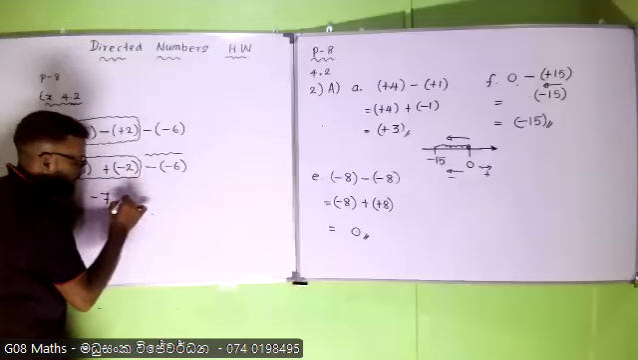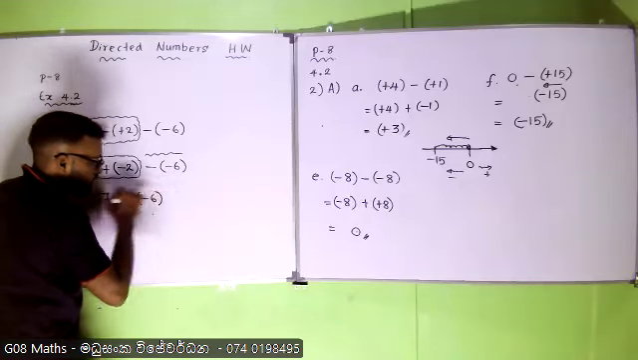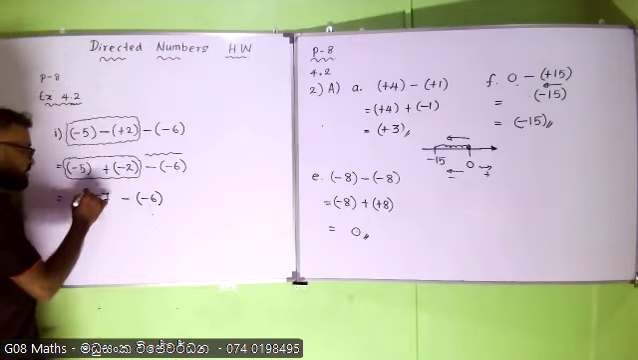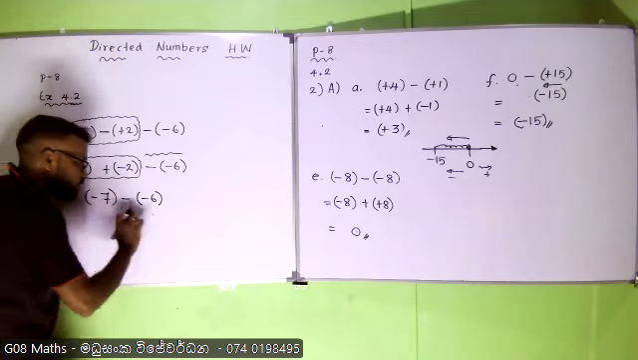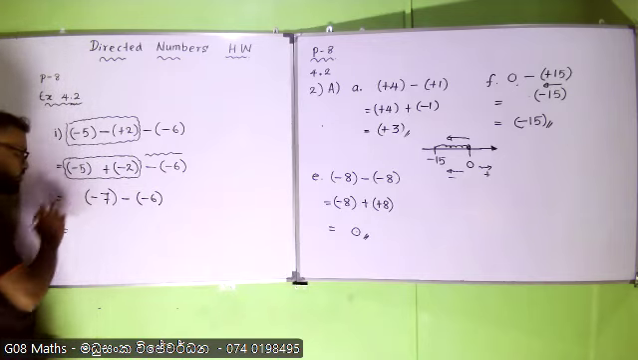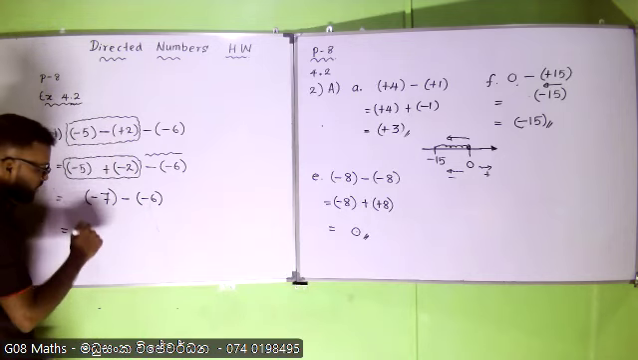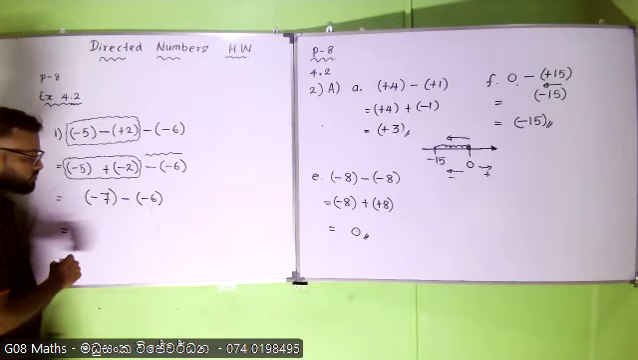Now I will write this here. Negative 7, subtract negative 6. So now again you have 2 numbers. From here onwards you know how to do it. Same steps you have to follow. Answer is negative 30.